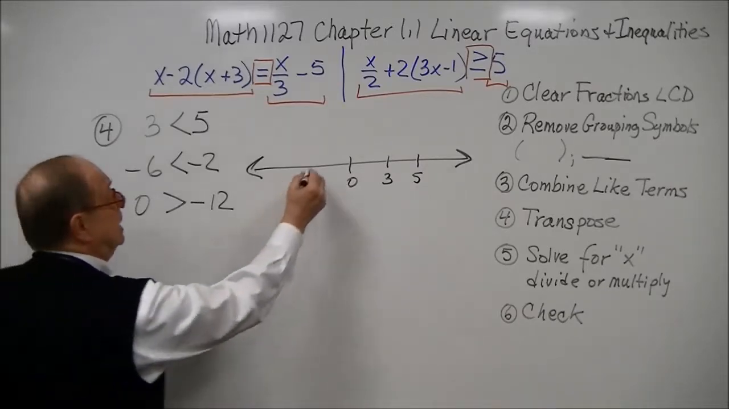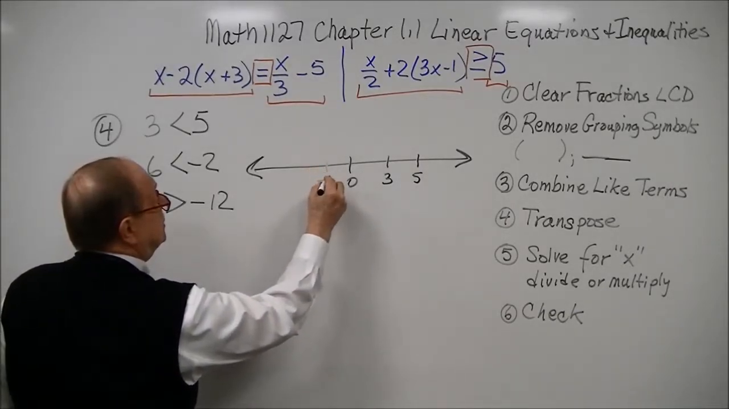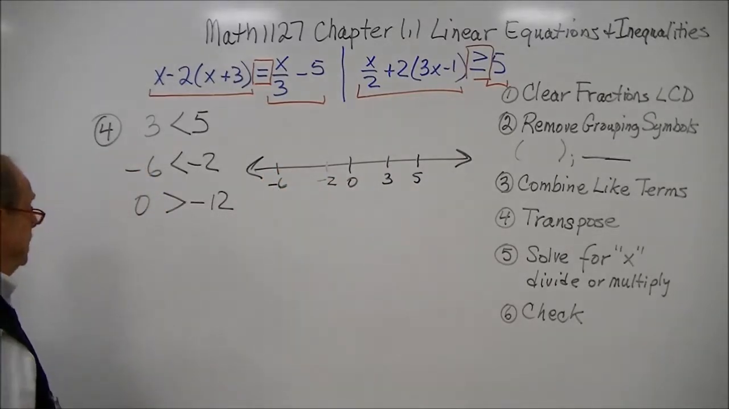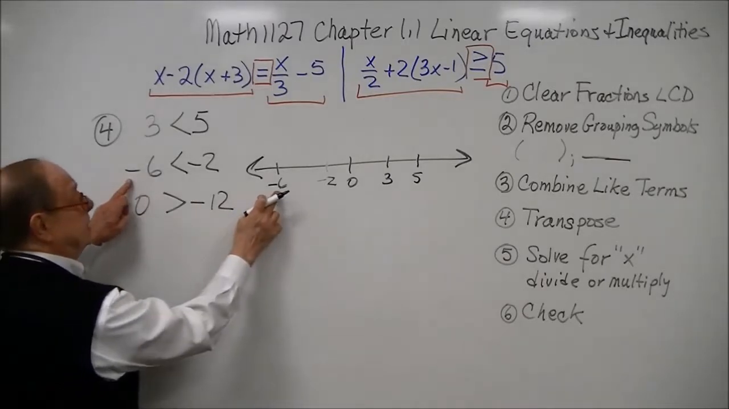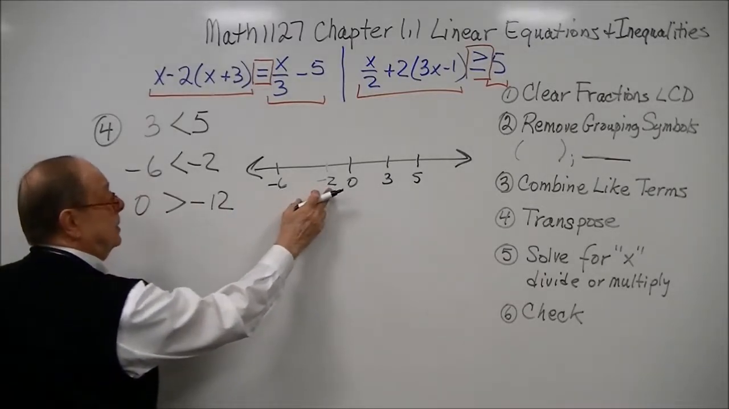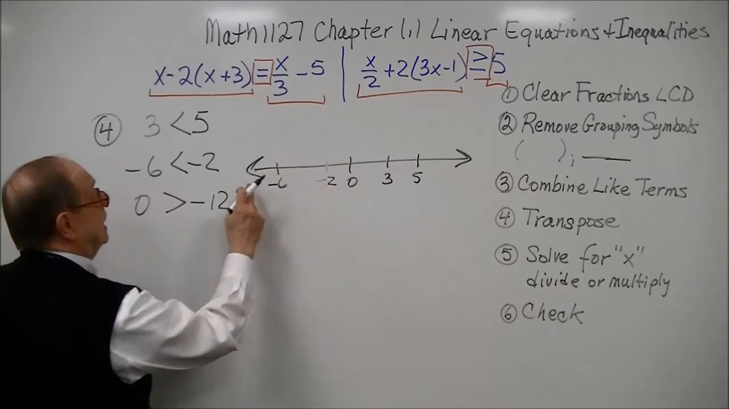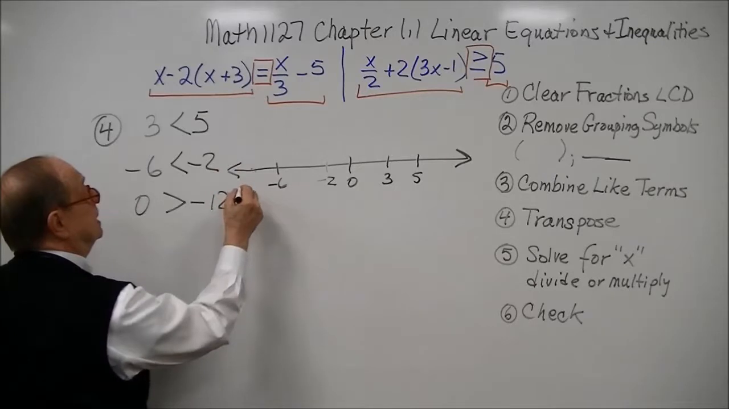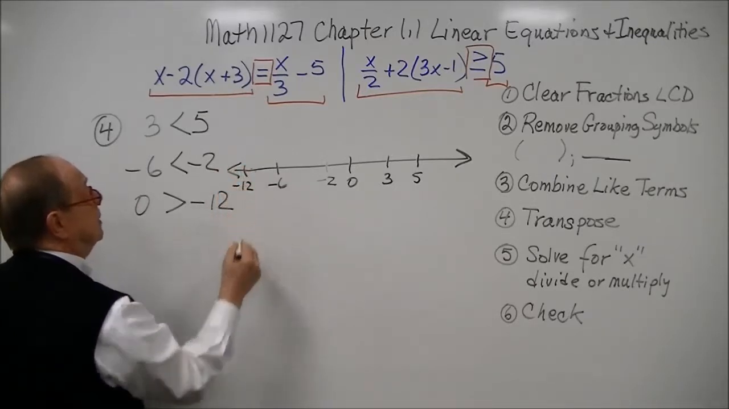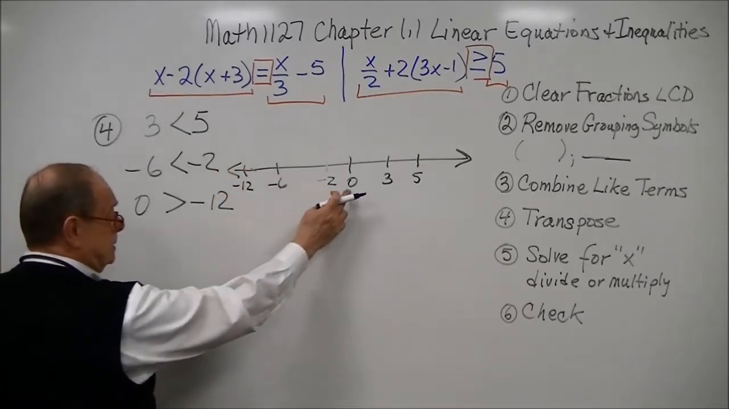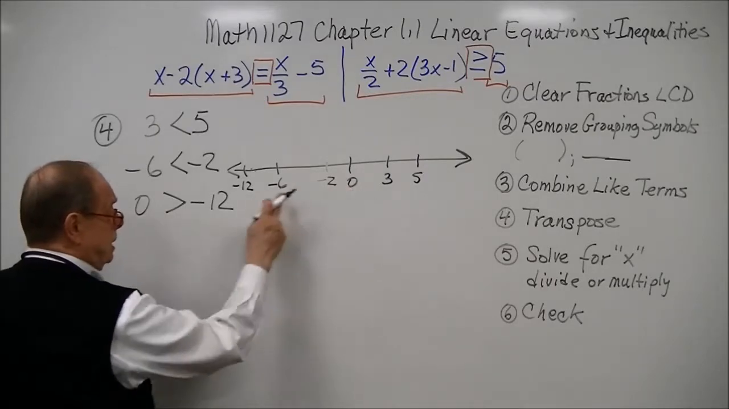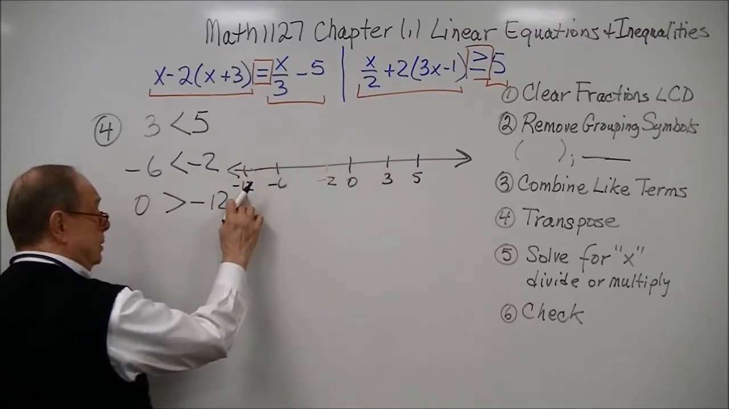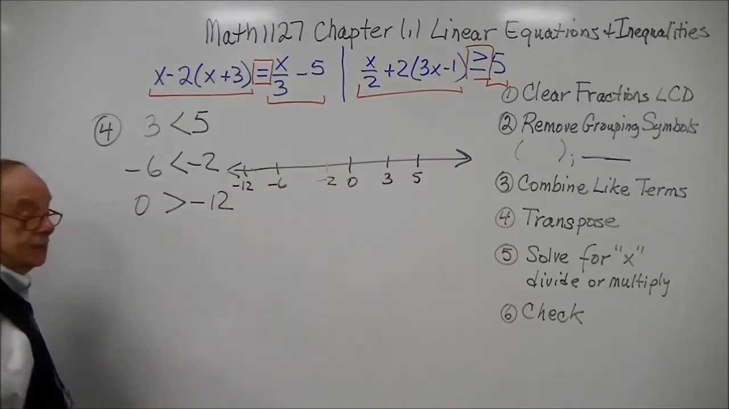And then over here, we'd have a negative 2 and a negative 6. And negative 6 is to the left of a negative 2. And then way out here, I guess I can extend that a little bit and say there's where negative 12 is. And we see 0 is to the right of negative 12. So 0 is greater than negative 12.